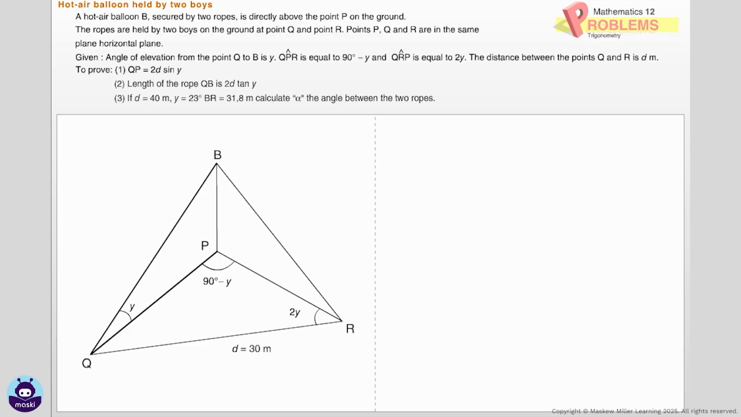If d equals 30 meters, y equals 35 degrees. BR is equal to 38,5 meters. Calculate alpha, the angle between the two ropes.